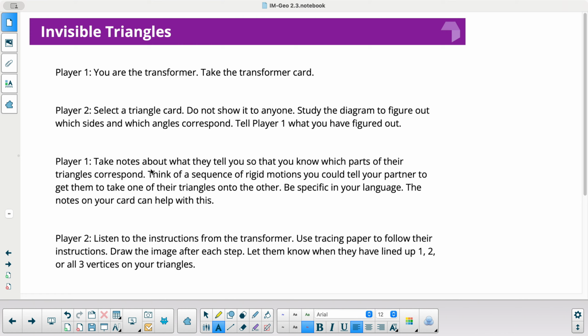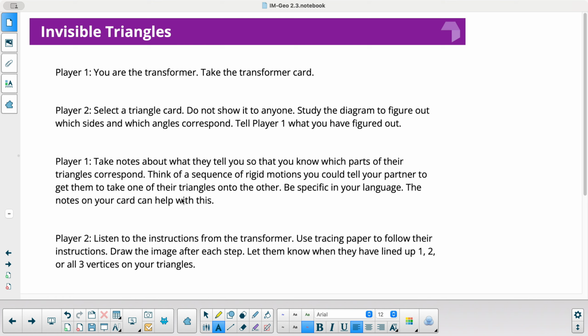All right, so we're going to play a little game here called Invisible Triangle. So player 1, you're the transformer. You'll take the transformer card if we were in class. We'll just kind of do it together here. Player 2, you select a triangle card. Don't show it to anyone. Study the diagram to figure out which sides and which angles correspond. Tell player 1 what you figured out. Okay, so then you're going to tell them which sides and angles correspond. And then player 1, you're going to take notes so you know which ones correspond.